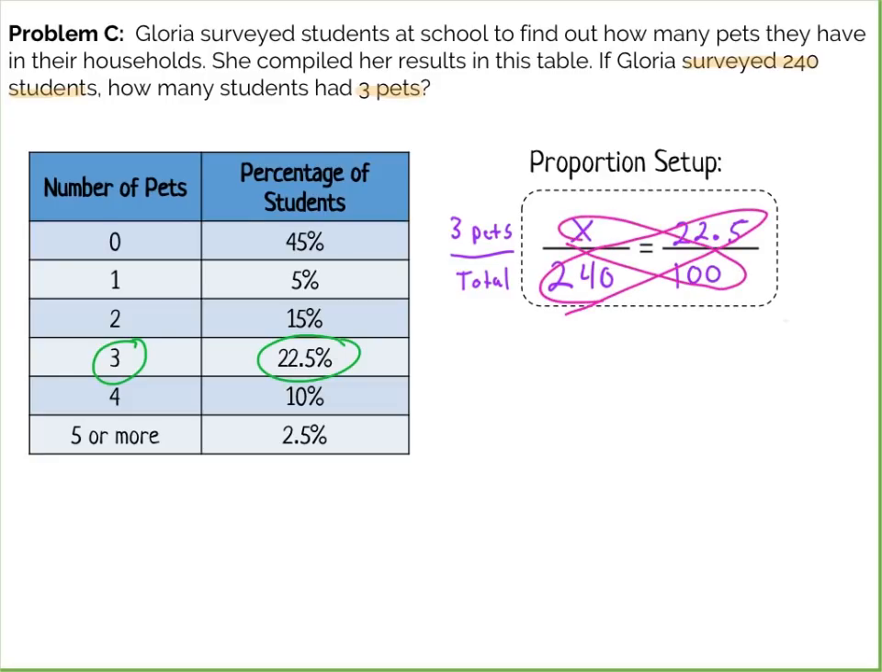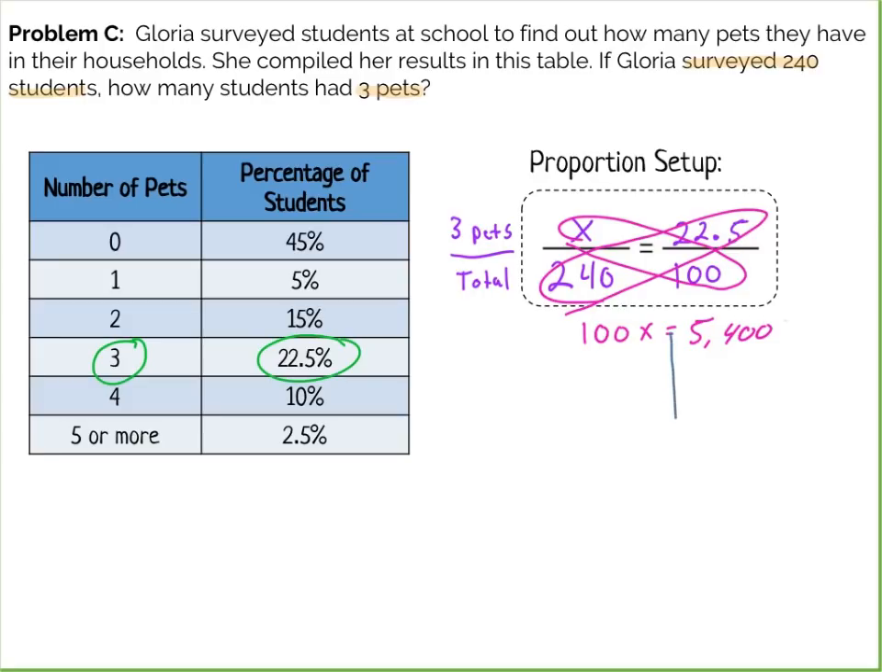X times 100 is going to give us 100x. 22.5 times 240. If you can't do that in your calculator or in your head, feel free to use your calculator. And when you do that, you should get 5,400. Now we've got a one-step equation that we can solve. Good news, we know how to solve one-step equations.